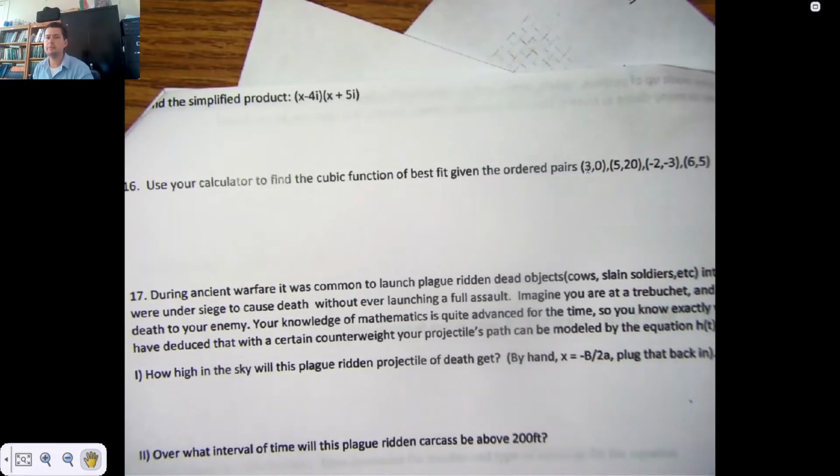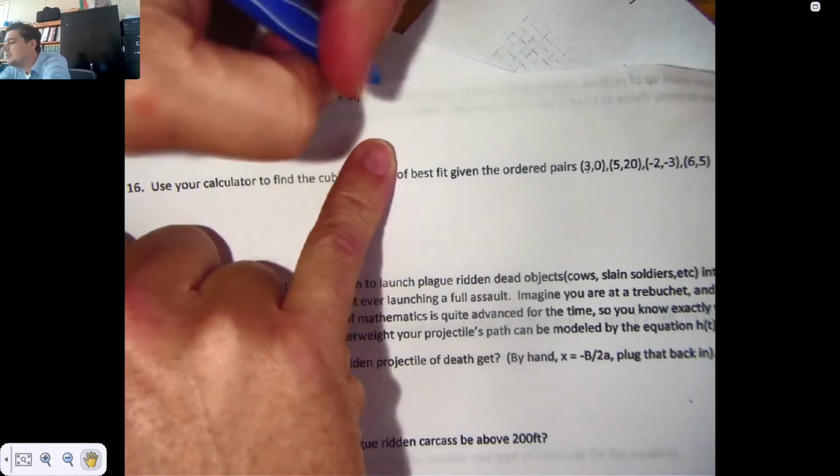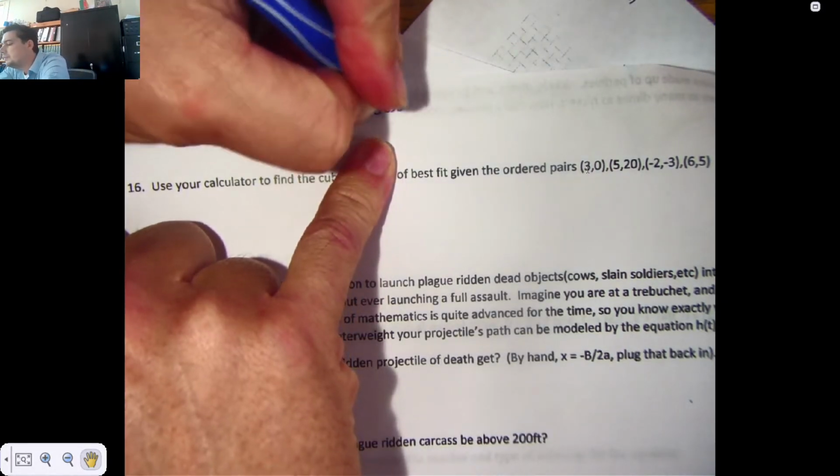Make good grades. All right, find the simplified product of x minus 4i times x plus 5i. Actually, the reason I have this in here is because it basically nullifies your calculator. To some degree, it does. So that's why I put it in here. Of course, now if Jesus saw this, Jesus would foil.